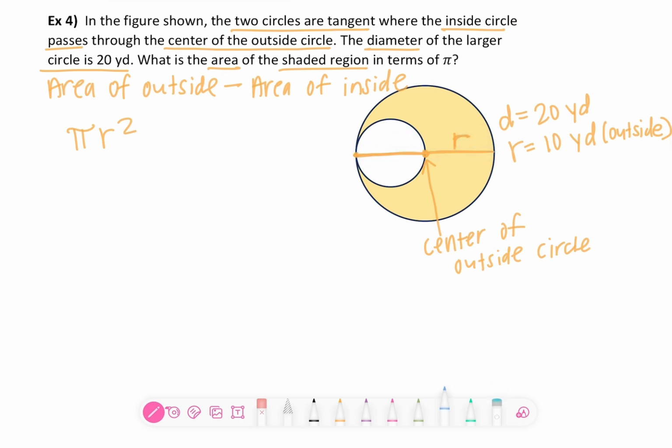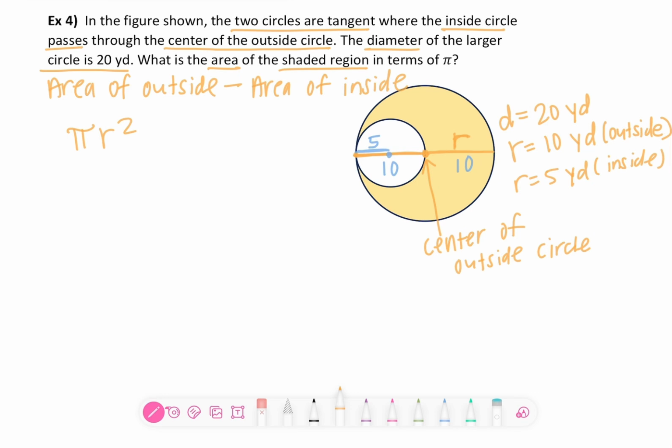So to find the radius of this one, just halfway across, it's going to be 5. It's going to be half of 10. Again, if the whole diameter of the larger circle is 20, then half of it is 10, so there's 10 on the right and 10 on the left. The radius of the smaller one is half of that, which is 5. So the radius is 10 yards of the outside, and 5 yards of the inside circle.